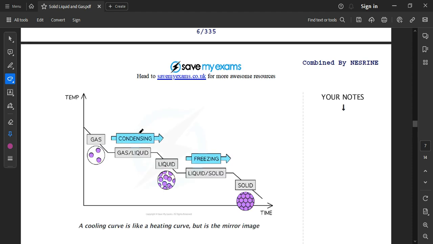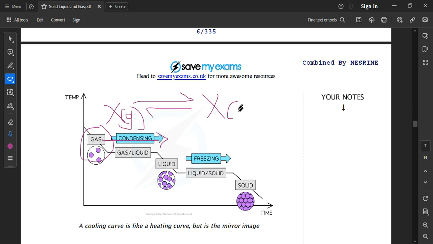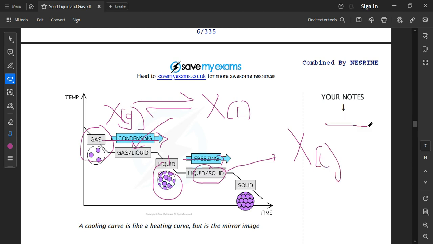Let's look at the cooling curve. At the beginning, it is a gas. The gas condenses into a liquid. Over here again it becomes X G, G stands for gas, the reversible sign, and X L, L stands for liquid. This whole thing is over here. Then again we have liquid, and then the liquid freezes into a solid. So X L, reversible, X S, and then as it goes down it's a solid. So this shows the temperature increase, and this shows the time taken.